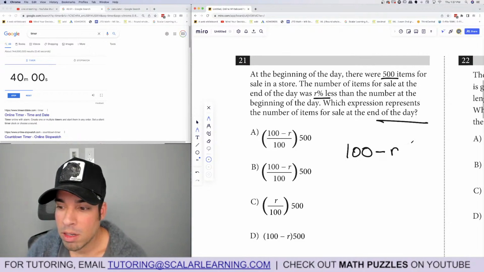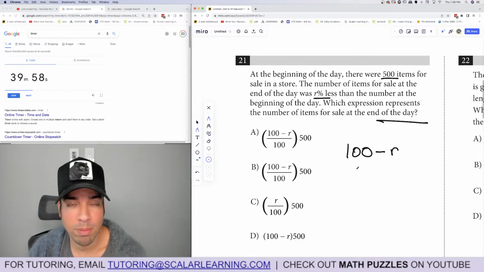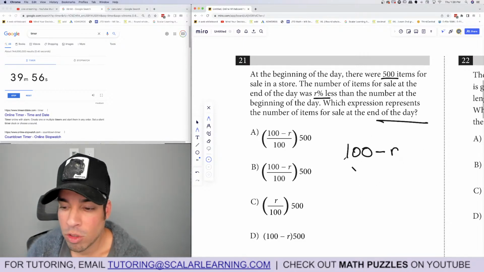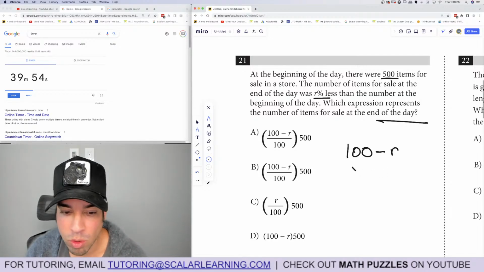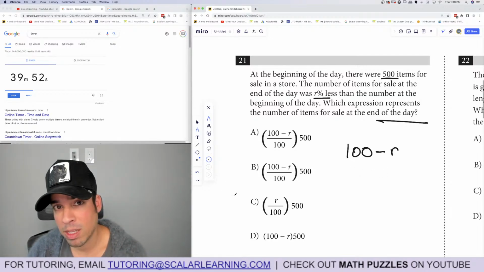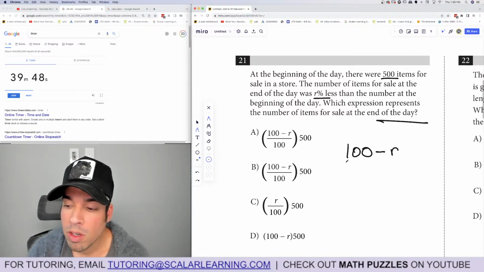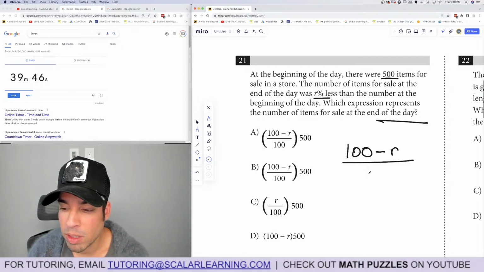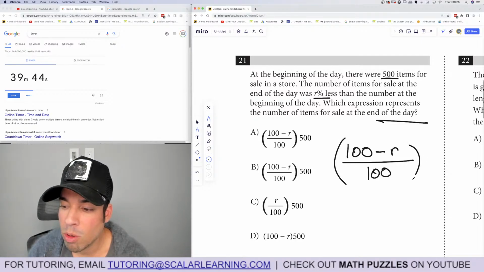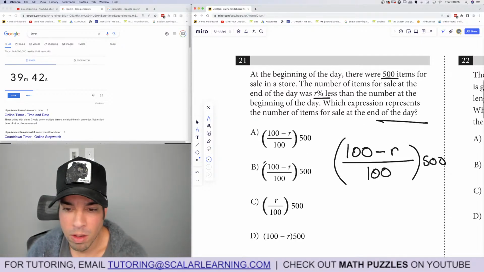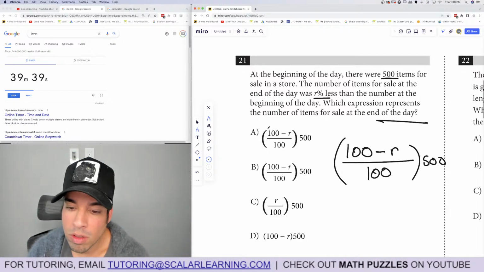And it's of 500, but to actually calculate it, we have to turn it back into either a fraction or decimal equivalent, right? If you're taking 10% of something, you don't multiply by 10, you multiply by 0.1. So to turn this back into its decimal equivalent, you divide it by 100, and then you multiply this by 500. So 100 minus R over 100.